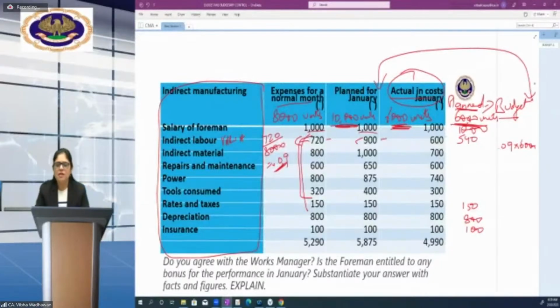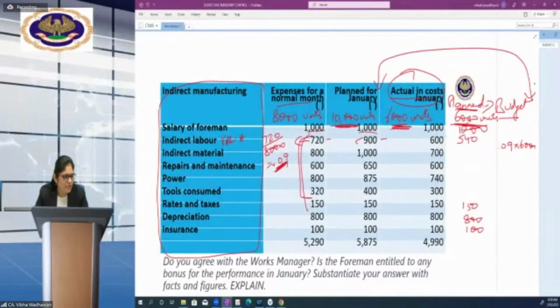All right. So if something is variable, variable cost per unit will remain the same for every level of activity. So for 8,000, for 10,000, for 6,000, it will be 0.09. So 0.09 into 8,000, 720; 0.09 into 10,000, 900; 0.09 into 6,000, 540. I hope you have understood.